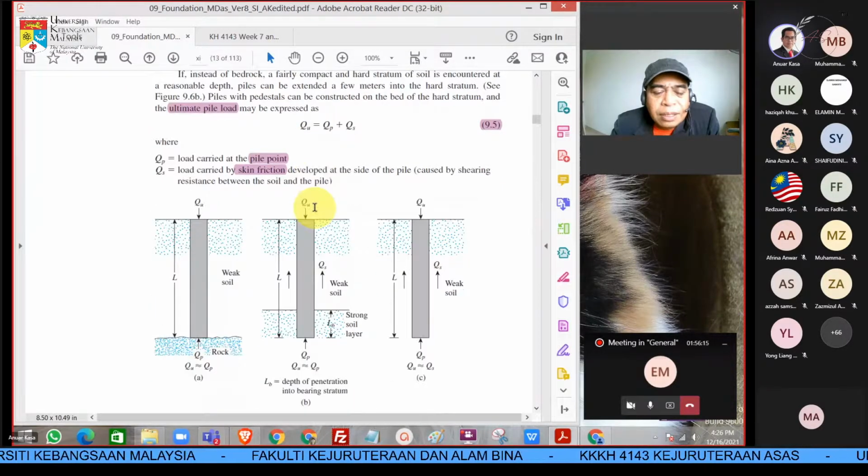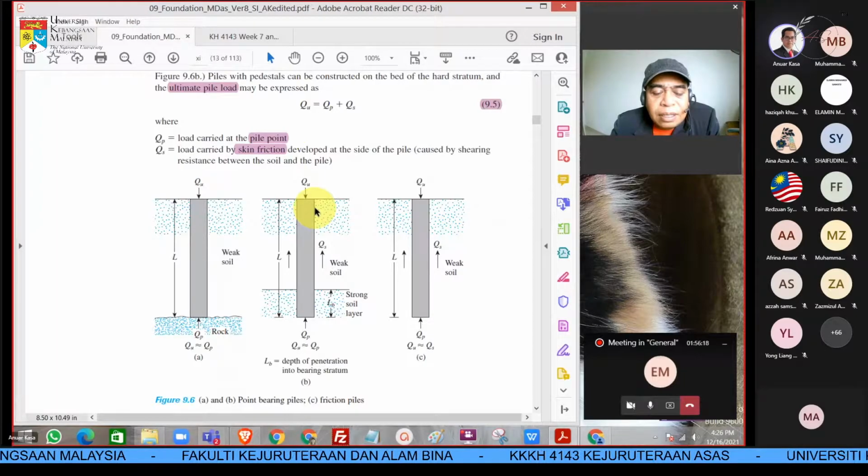Here we have three cases. A is clear, the point load. The load Q ultimate is about Q at point, because it is sitting on the rock. So the rock at the end of the pile, or the point there, gives the ultimate load for the pile.